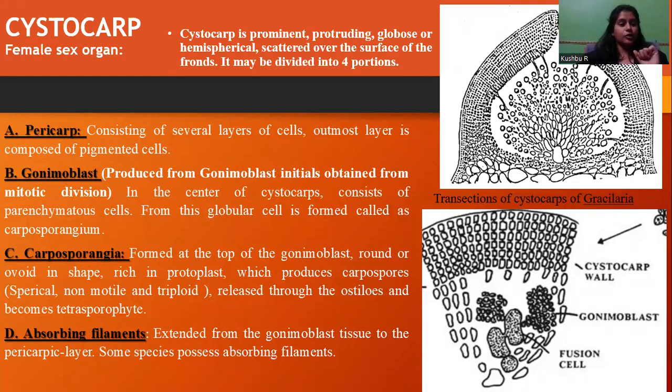To study the structure of the cystocarp, the first one is the pericarp. It is a pigmented multi-layer of compactly arranged parenchymatous cells. Then comes the gonimoblast.